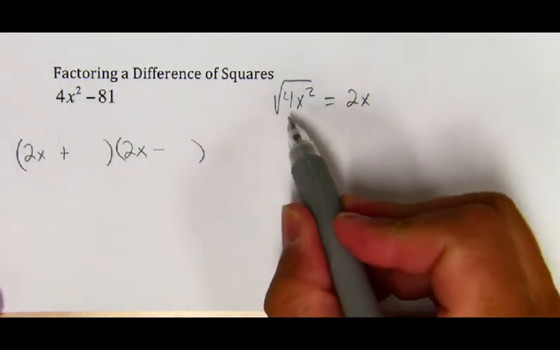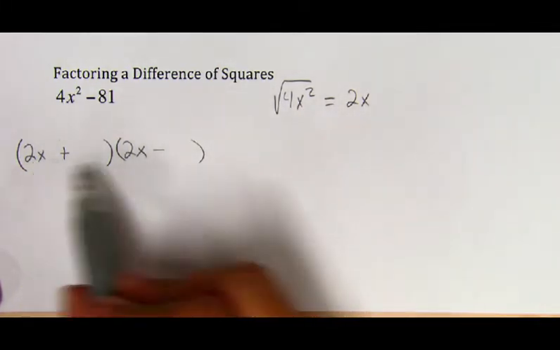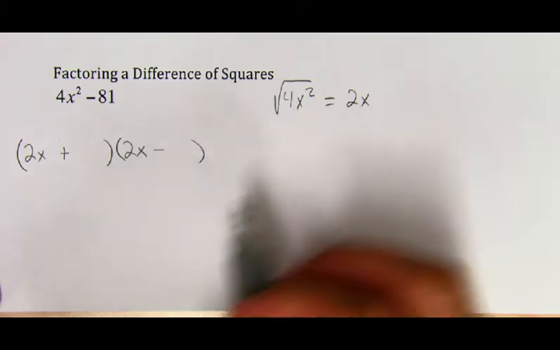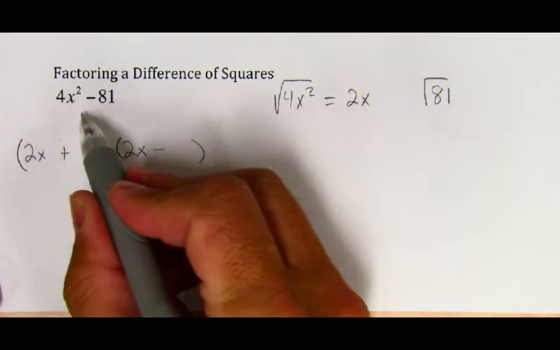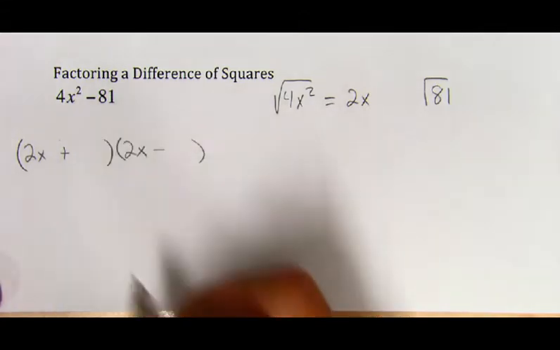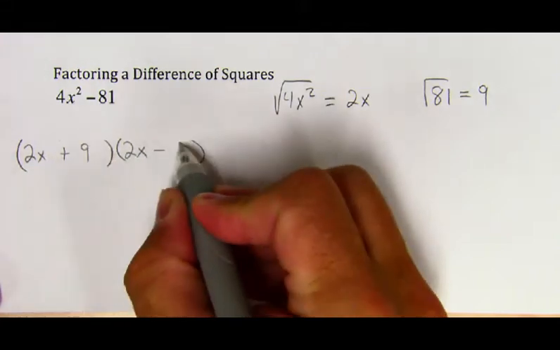So we're taking the square root of 4x squared, which is 2x. So that means a 2x goes here and a 2x goes here. The next thing we want to do is take the square root of 81. Notice I'm not saying a square root of a negative 81, it's just going to be the square root of 81, which is equal to 9, and that goes in both of these spots.